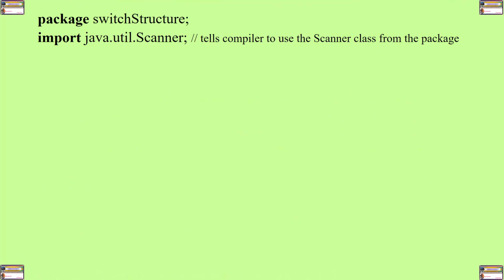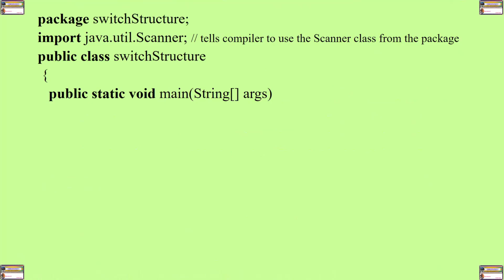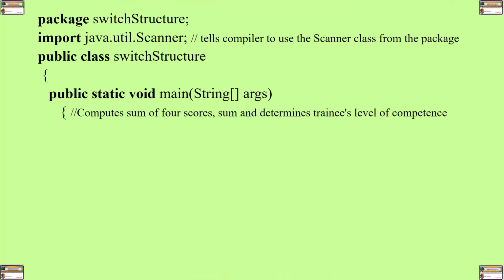Then we have the statement which tells the compiler to use the Scanner class from the package, which is import java.util.Scanner. Then we have the name of our public class being SwitchStructure. The definition for this class is one method called main, which is public static void main.